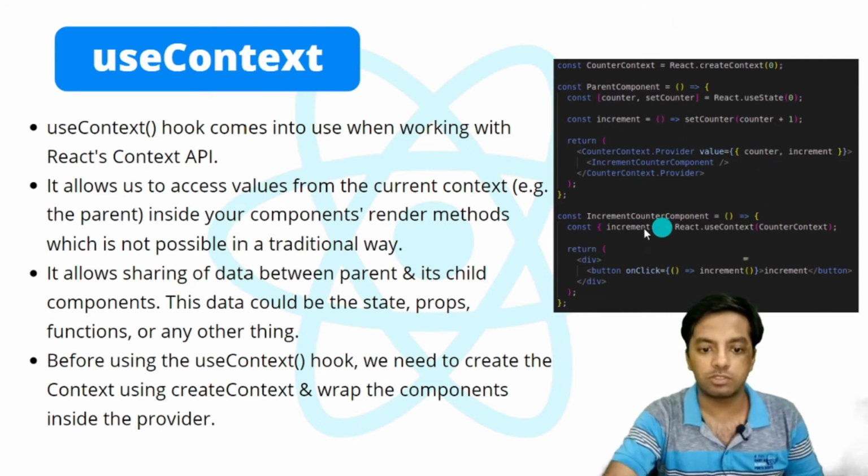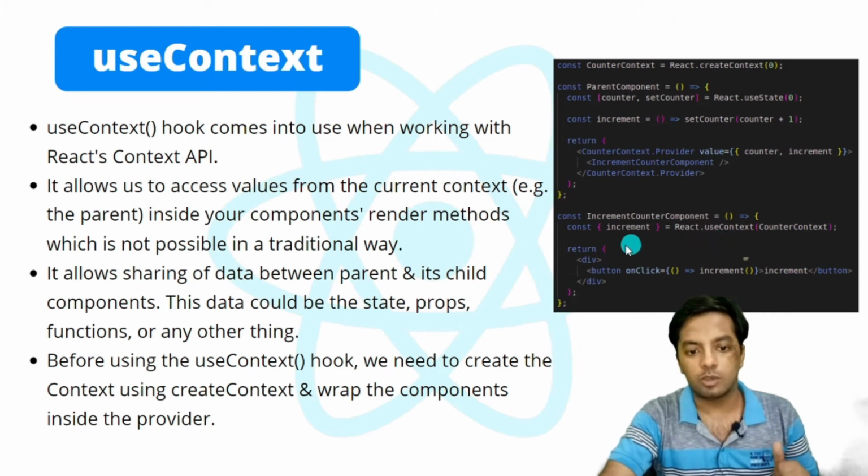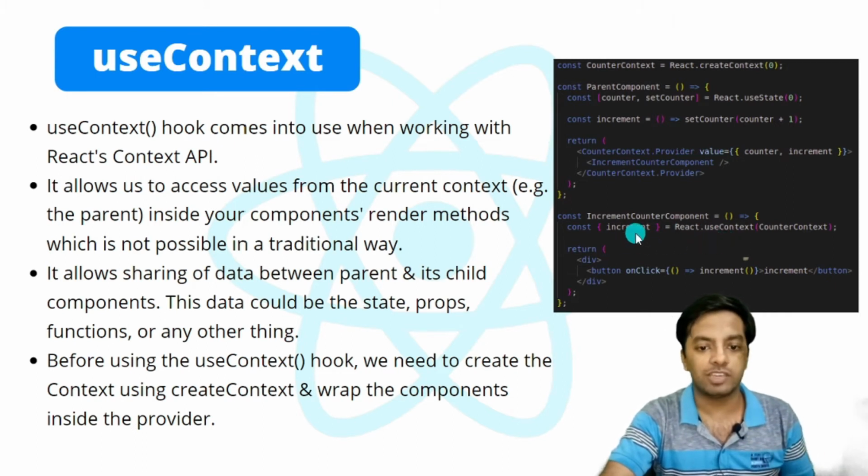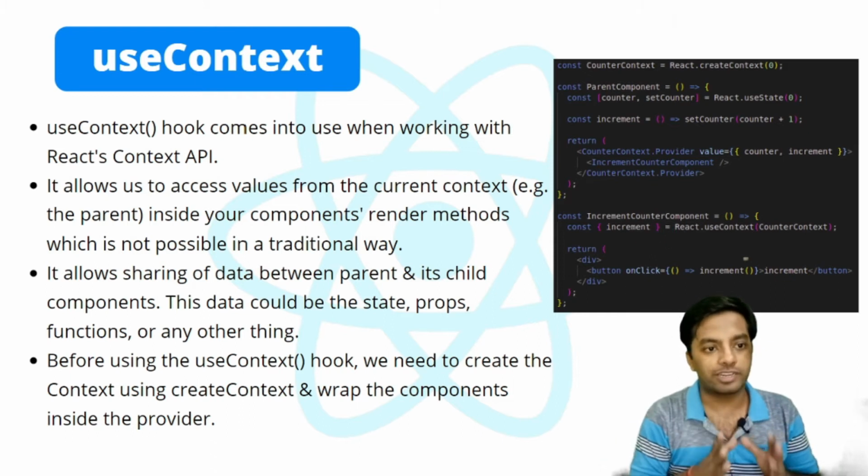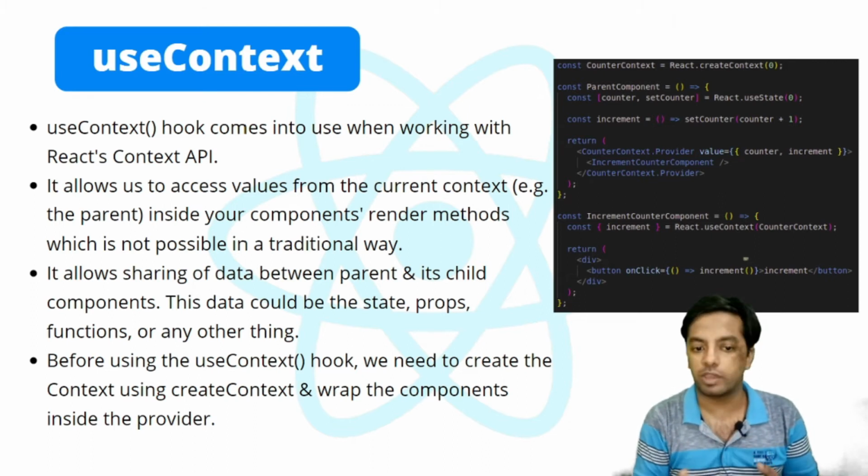We pass both of these values, and here using useContext, we can access those values. We can access increment and we can access the counter as well. The useContext hook allows us to access the values of the context.